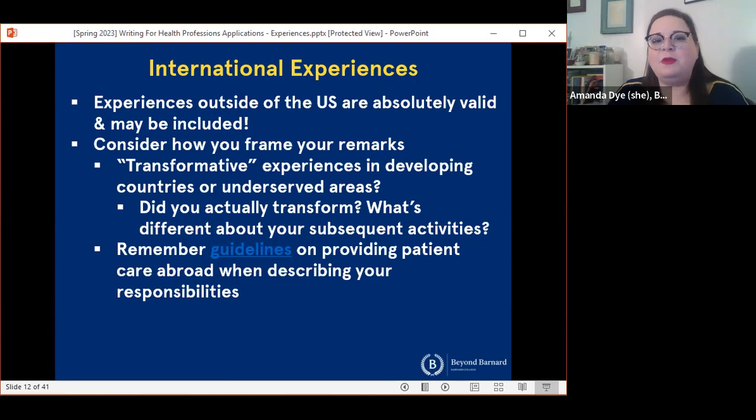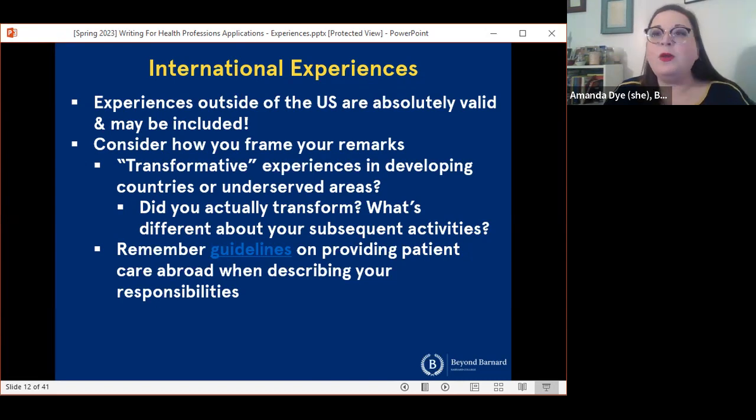It is sometimes the case that people will talk about experiences abroad as experiences that are transformative. And this can be particularly a source of some tension if we're talking about an experience that maybe you've had in a developing country or a really underserved area, even within this country. So if you're going to frame something as a particularly transformative experience, you want to actually be able to draw out in your description what changed about you, the way you view your professional plans, the way you understand the responsibilities of the profession to the group of people that you worked with, et cetera.